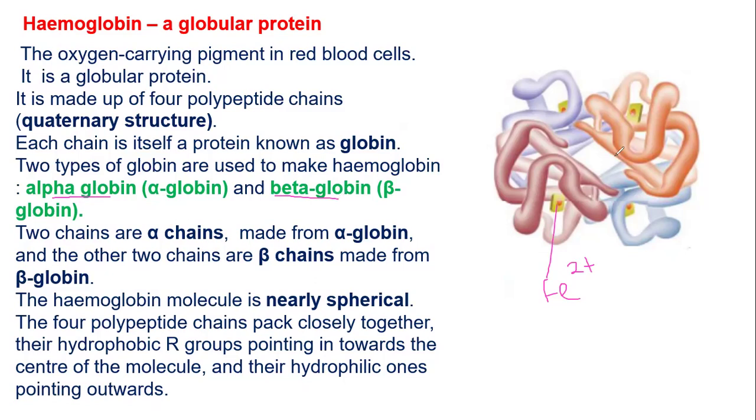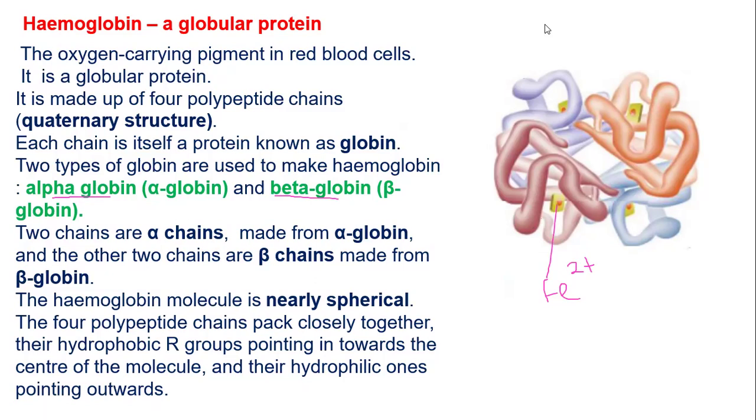The molecule is spherical, meaning it's a globular protein, and the 4 polypeptides pack close together. They are organized in a way that the hydrophilic amino acids will be on the outside. So on this outside, we shall have hydrophilic amino acids, and in the center, we shall have their hydrophobic amino acids.